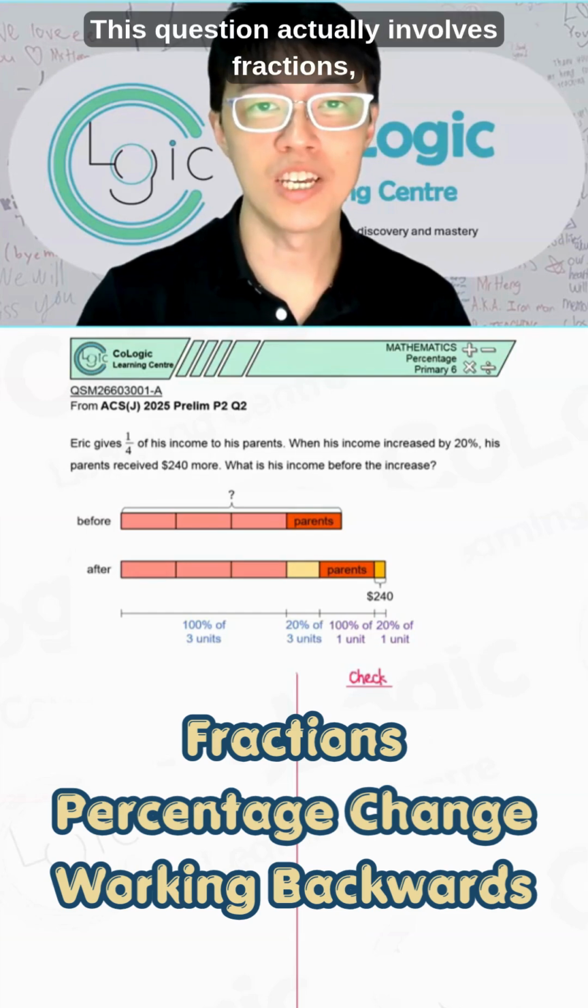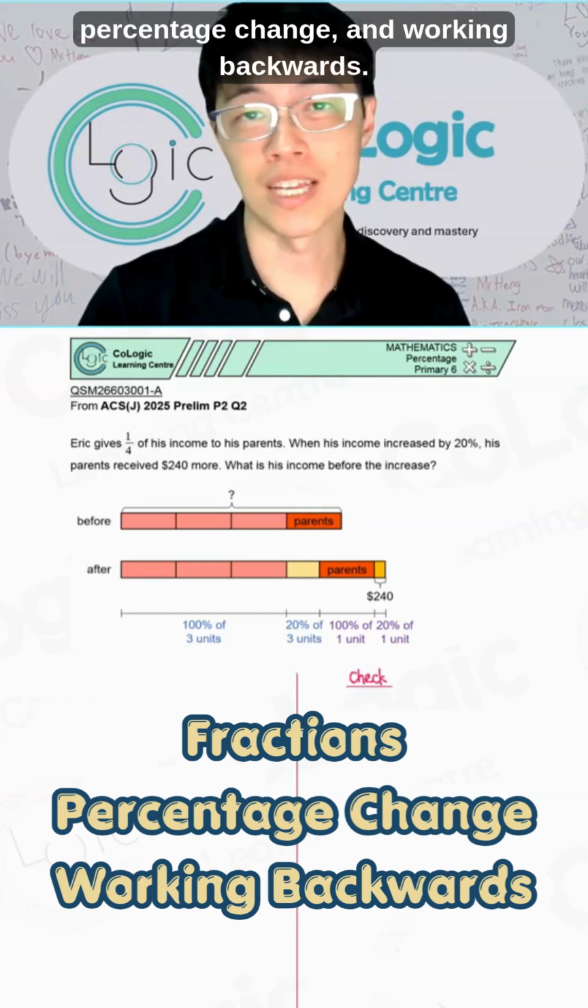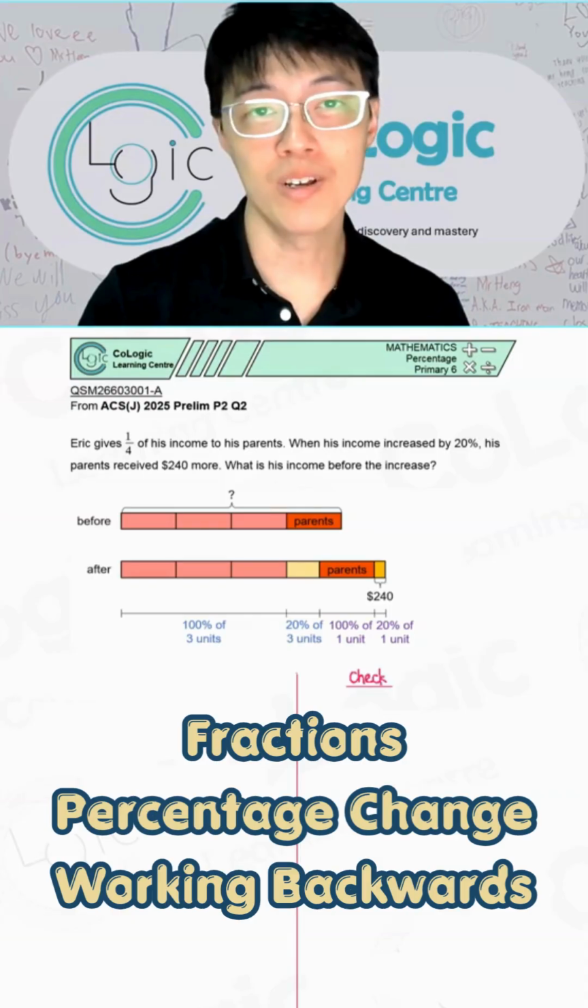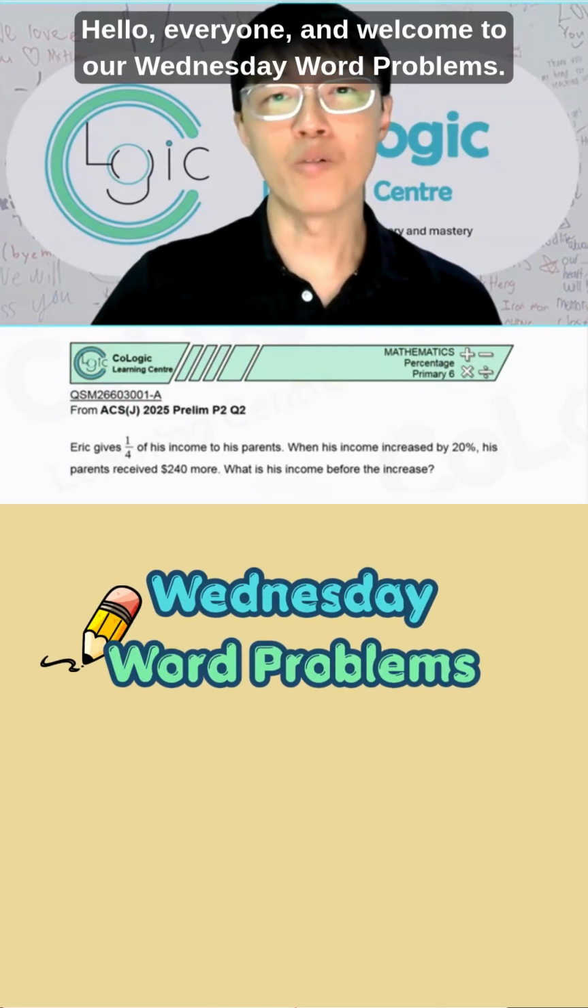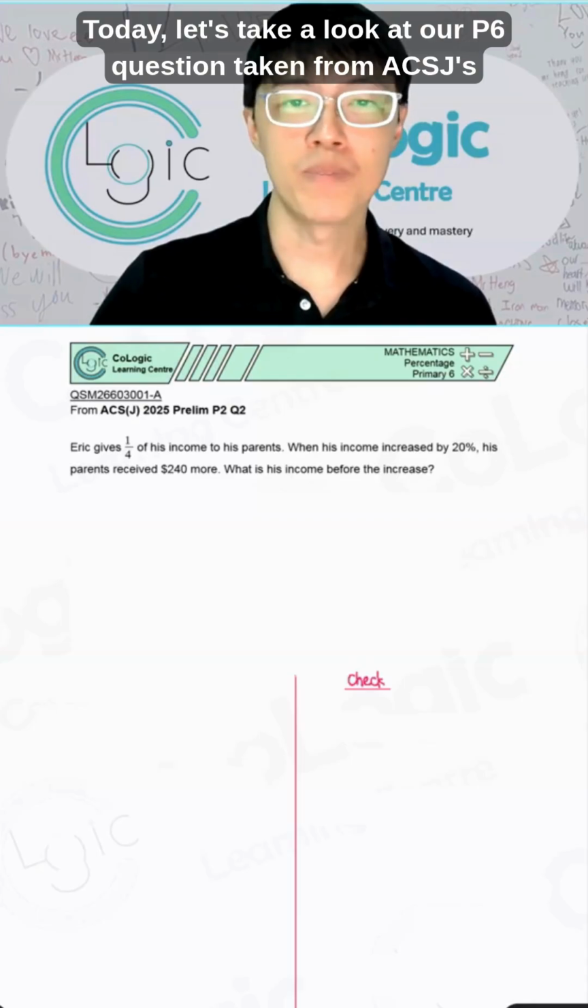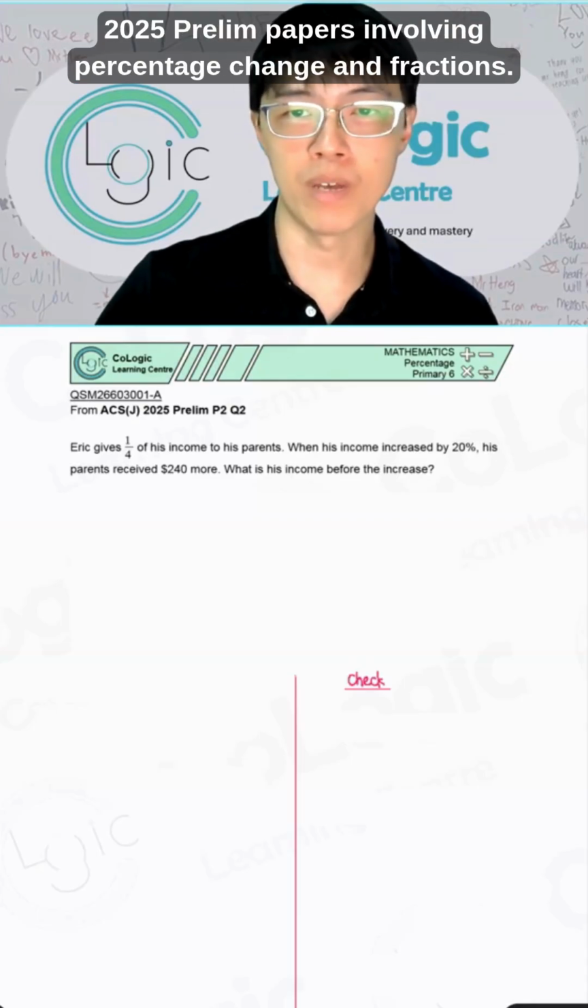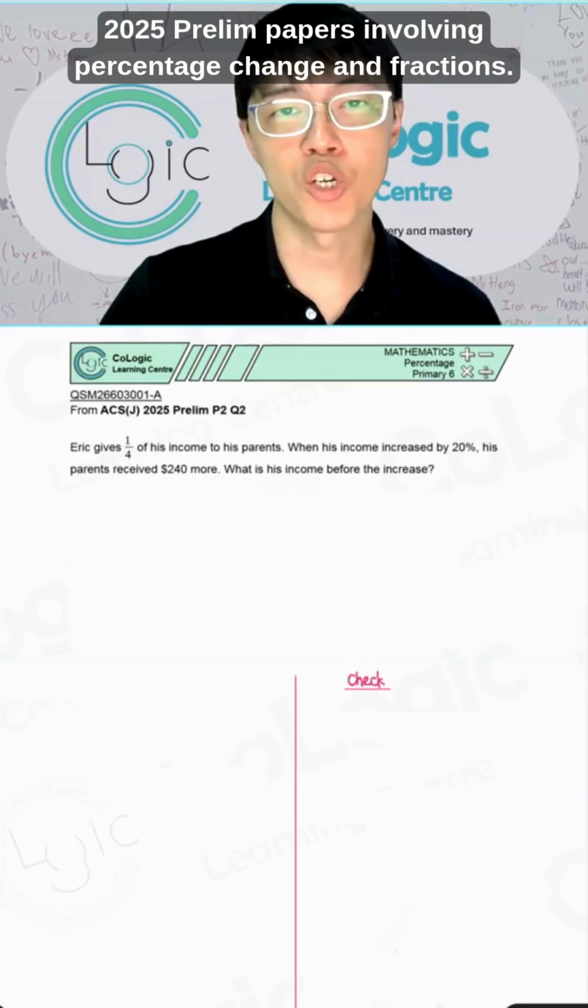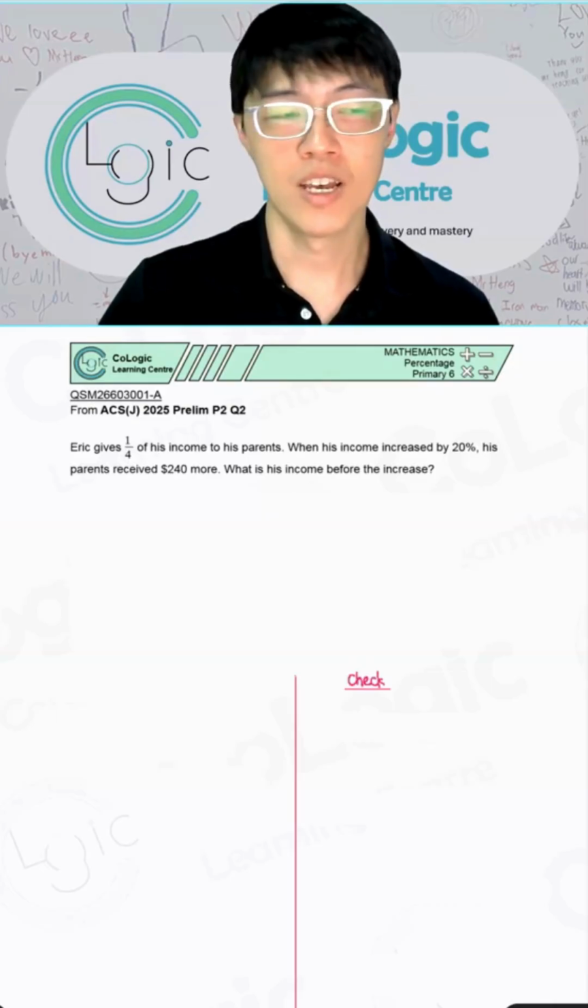This question actually involves fractions, percentage change, and working backwards. Hello everyone, and welcome to our Wednesday word problems. Today, let's take a look at our P6 question taken from ACSJ's 2025 prelim papers involving percentage change and fractions.